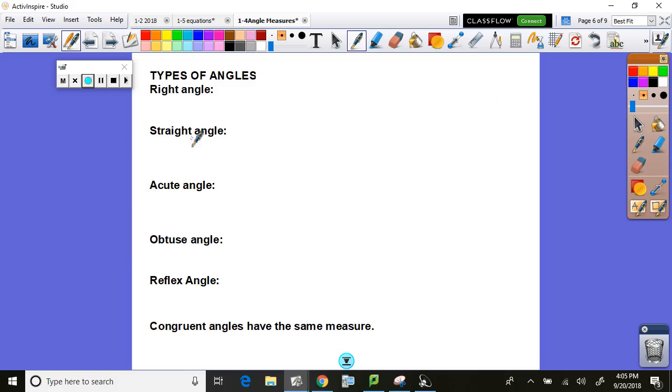Types of angles. Please try to fill these out. So pause, then come back and check. So a right angle equals 90 degrees exactly. Straight angle is 180 degrees exactly.